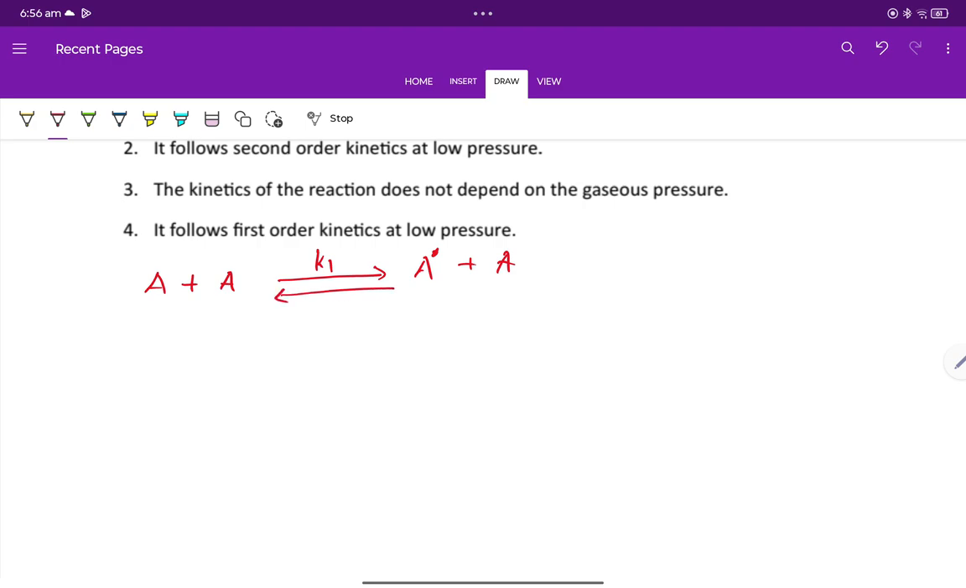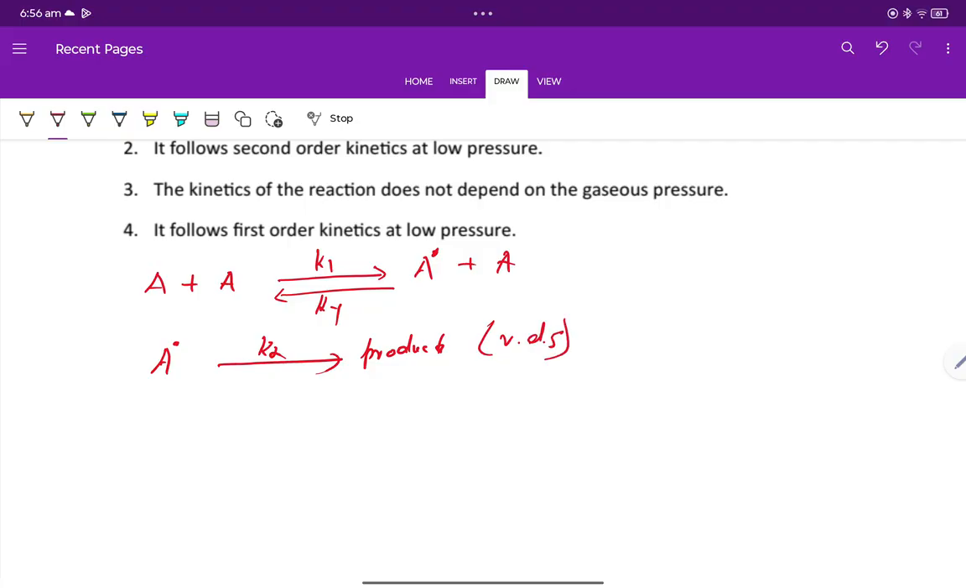The backward rate constant is written as K inverse 1, meaning A star and A can collide together again to form the de-energized molecules. And the next step is the rate determining step, given by K2, which gives you the products. So this is the RDS, the rate determining step.